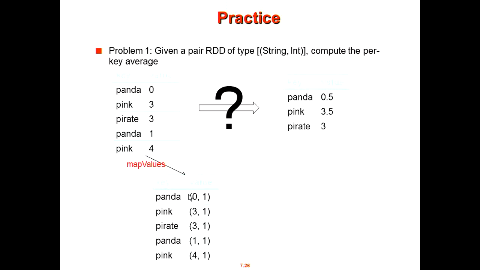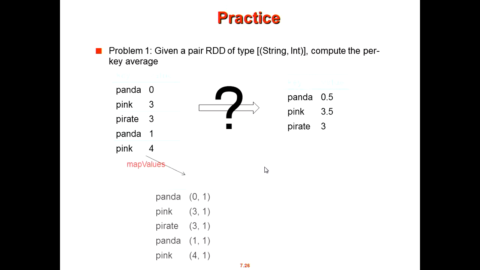This is similar to what you did in MapReduce. Actually, you convert each value to a pair: one is the value itself, another is for the count. This can be performed by map values. So remember, we can do map values. And next, we can just do reduce by key.